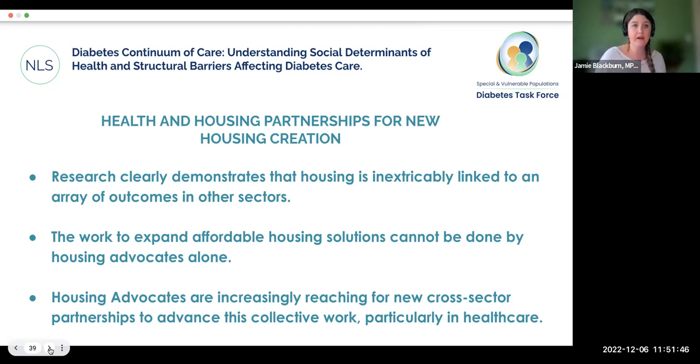So how do we address this long term? We have to create new housing. There's no other way around it. And it can't be done by housing advocates alone, right? We need cross-sector collaboration with healthcare in order to generate the new housing stock that we need to address these social determinants of health and ultimately move the needle and get to the health outcomes that we're looking for, particularly around diabetes.